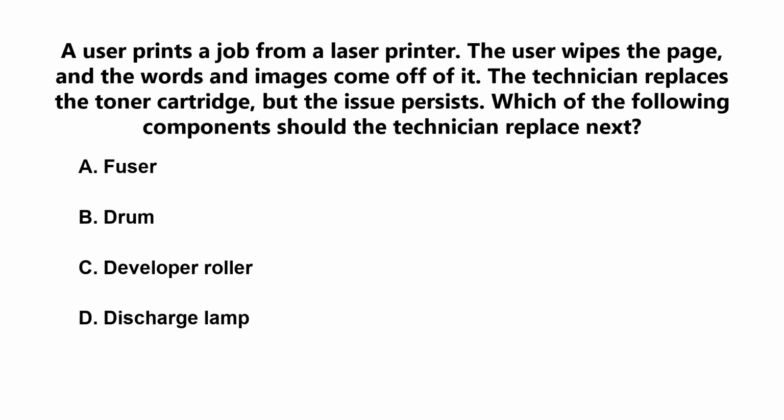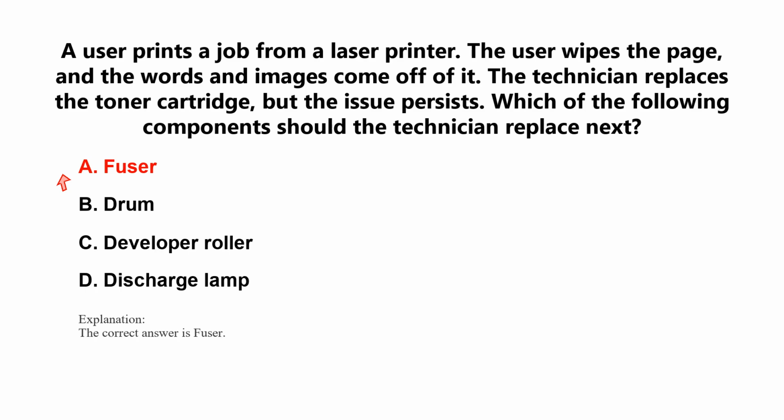Question 26. A user prints a job from a laser printer. The user wipes the page, and the words and images come off of it. The technician replaces the toner cartridge, but the issue persists. Which of the following components should the technician replace next? Option A, fuser. Option B, drum. Option C, developer roller. Option D, discharge lamp. The correct answer is option A, fuser.